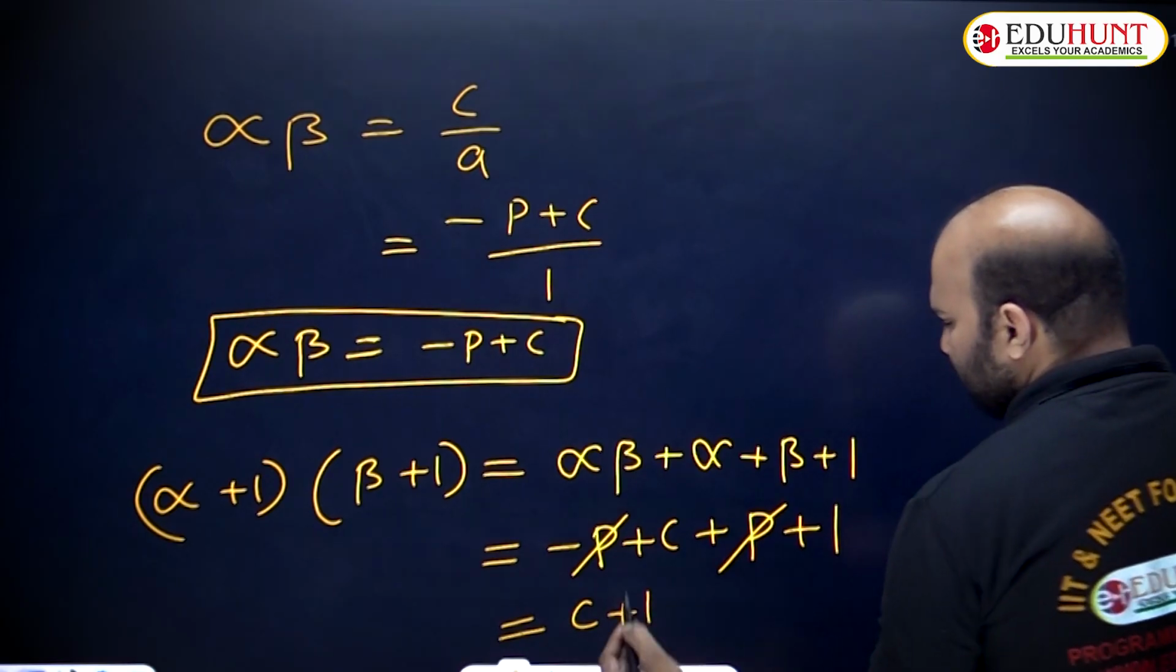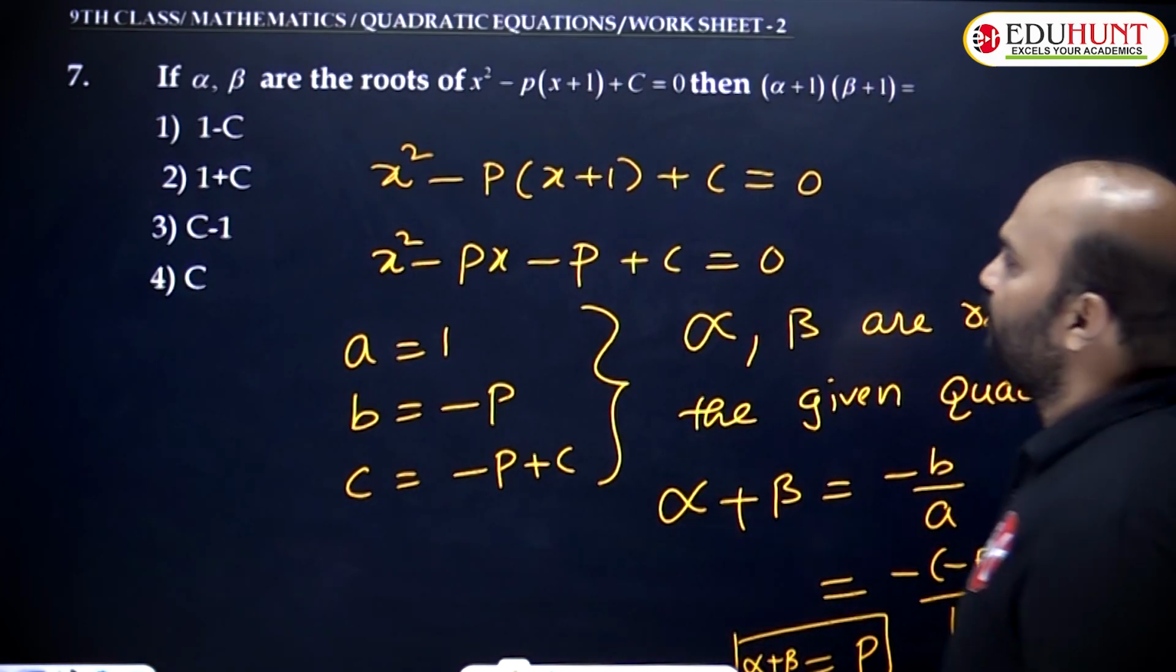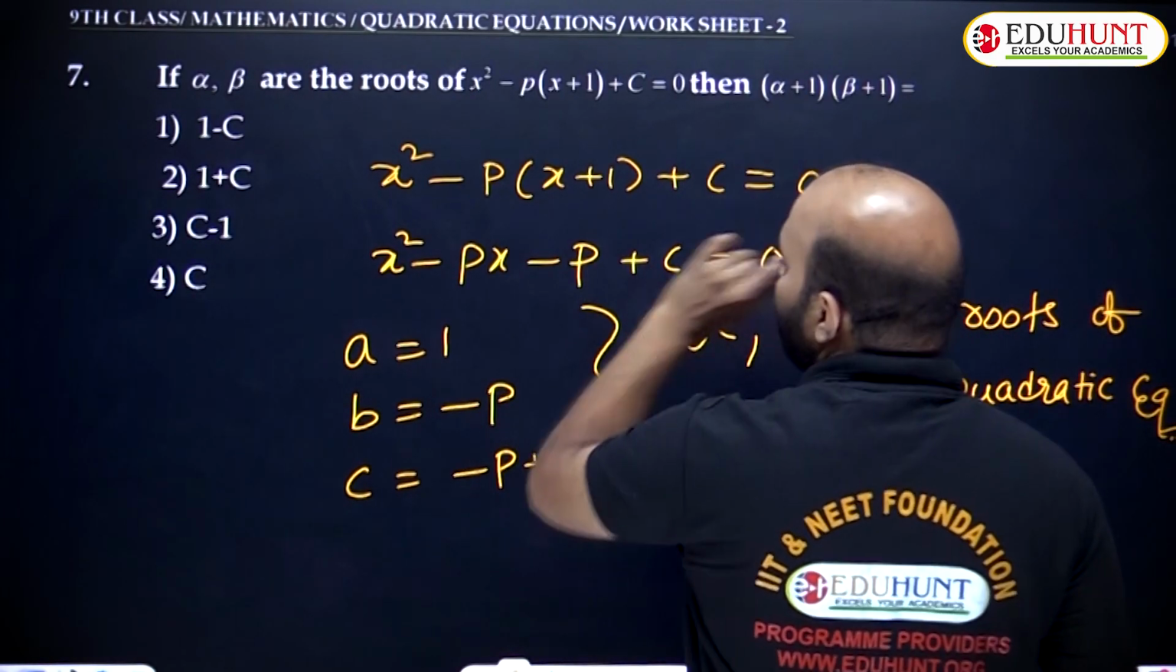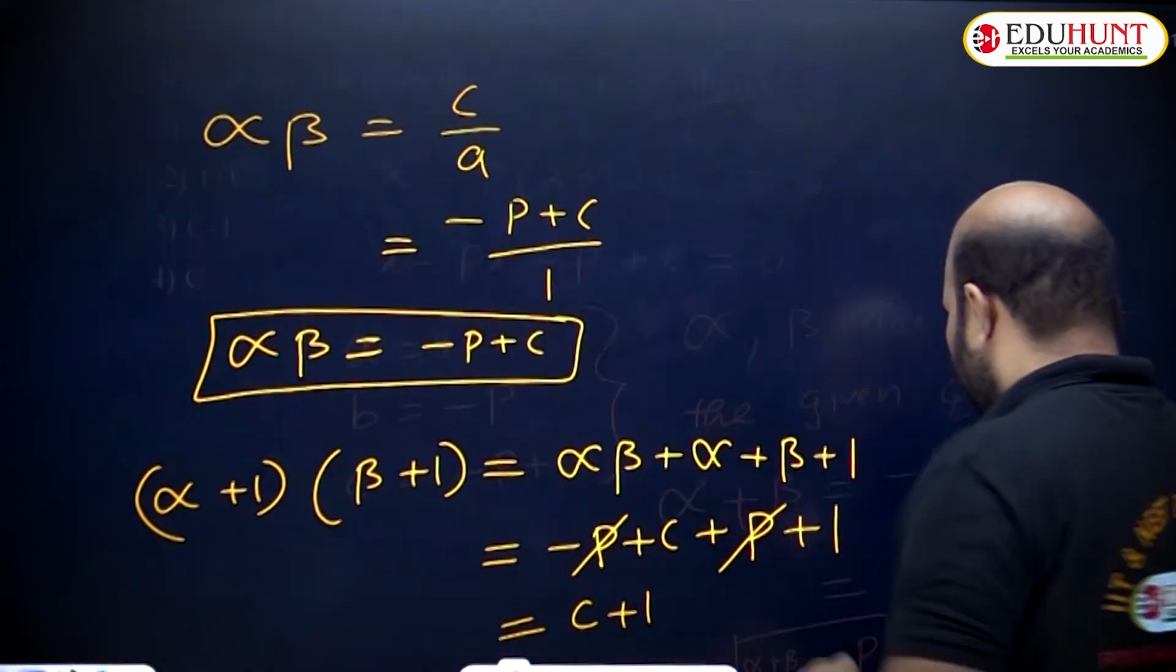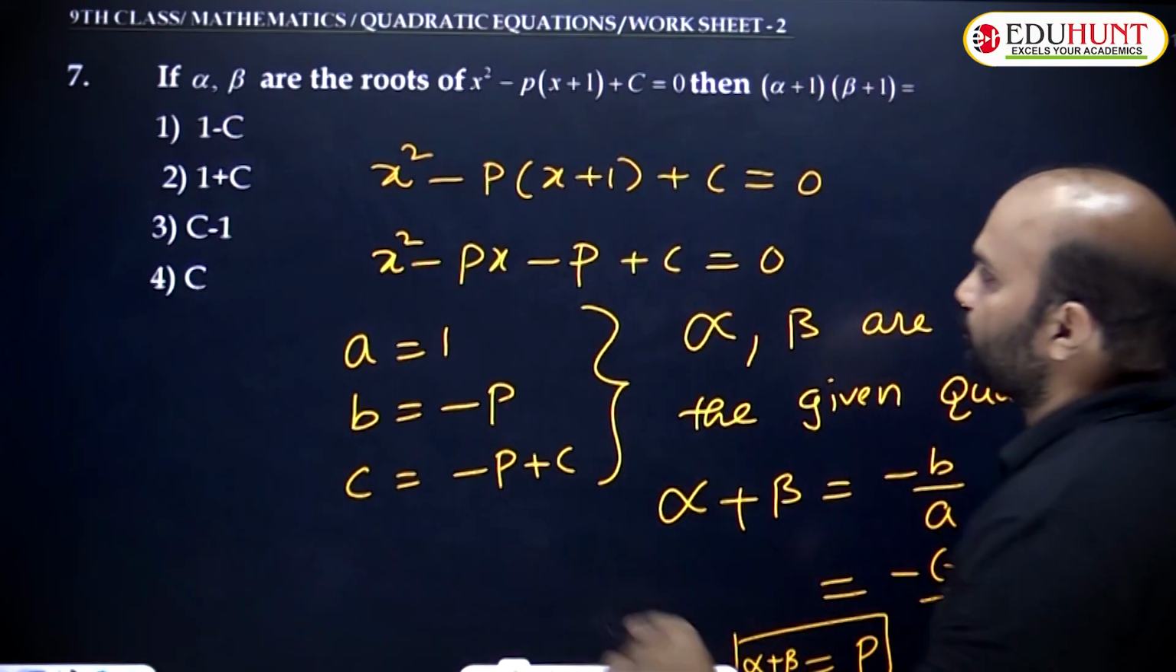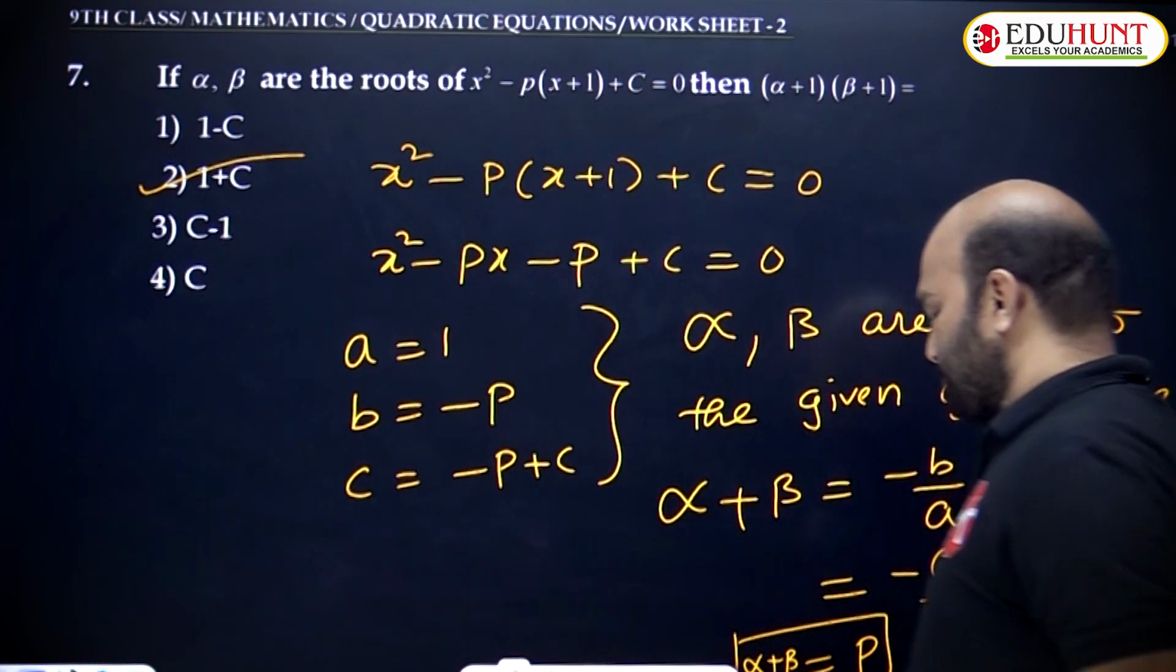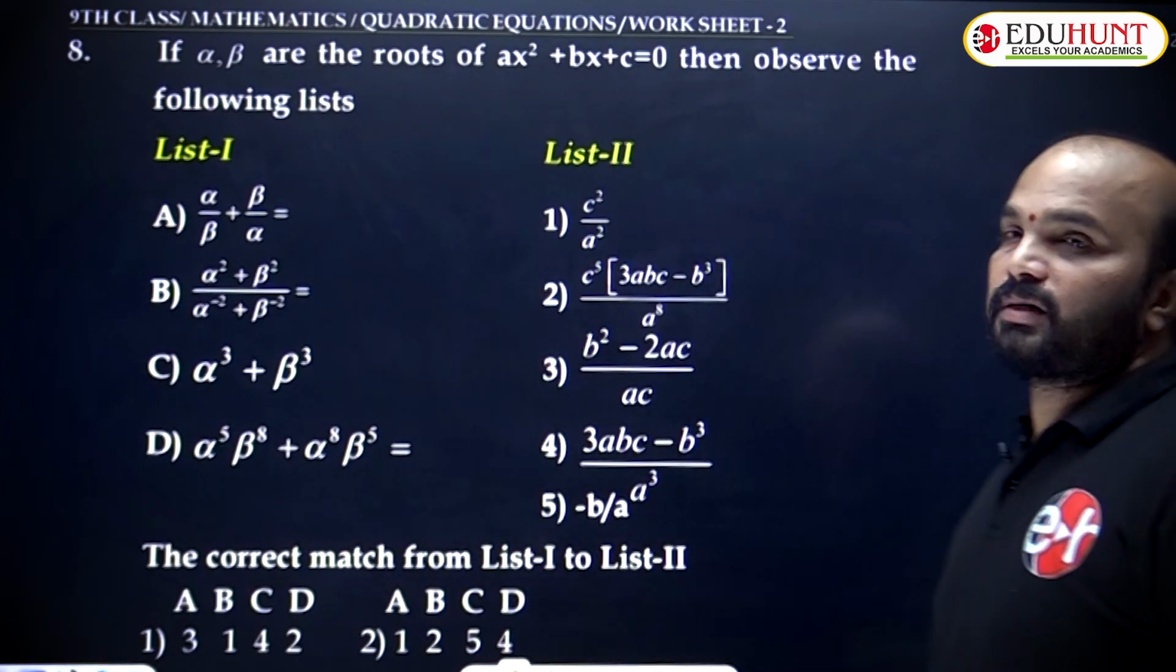What is the final value? c plus 1. That is the required answer. So alpha plus 1 into beta plus 1 value is c plus 1 or 1 plus c. Option 2 is the right answer. Am I clear? So, let us go to question number 8.